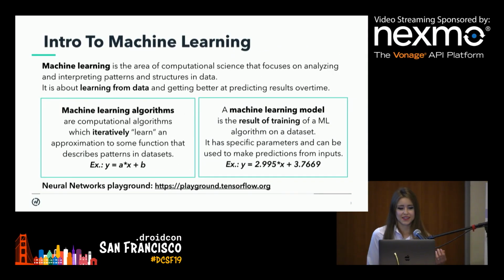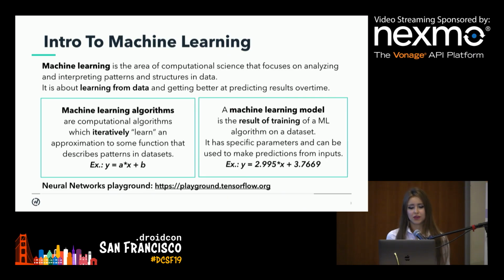So basically, it's the area of computational science that focuses on analyzing and interpreting patterns in structures and data. It's about learning things from data, and the goal is to get better at predicting results over time. And you may have heard two different terms here. One is machine learning algorithm, and the other one is machine learning model. And so what is the difference between those two?